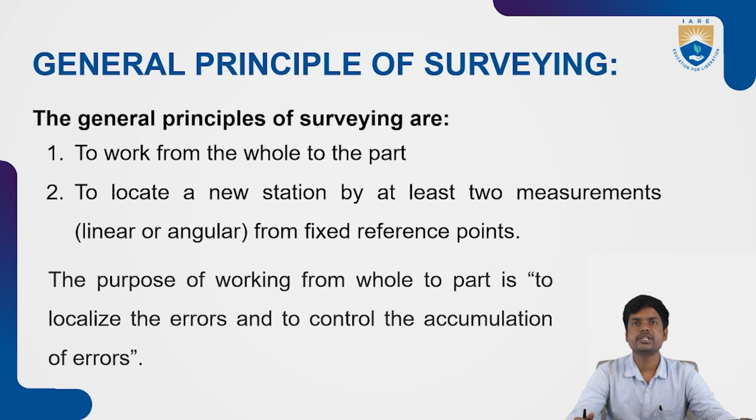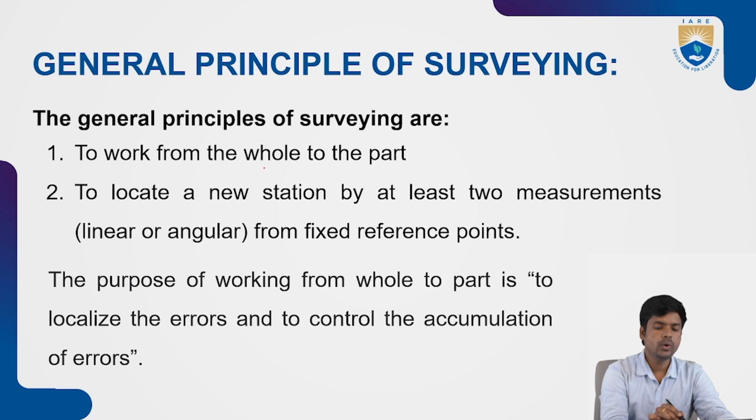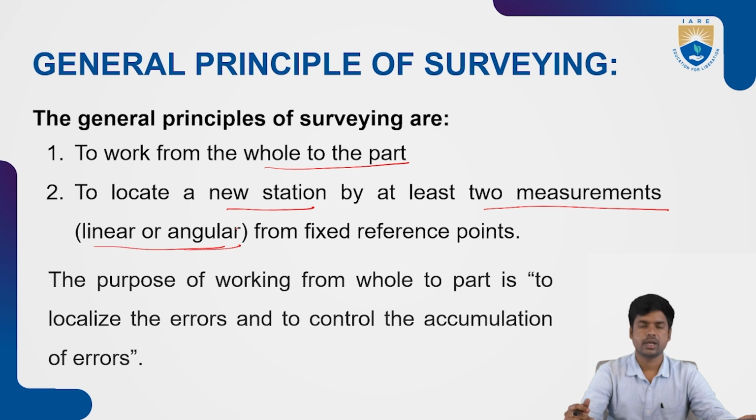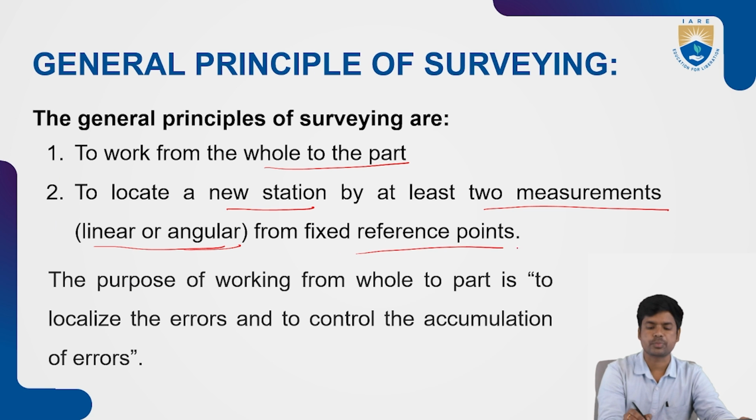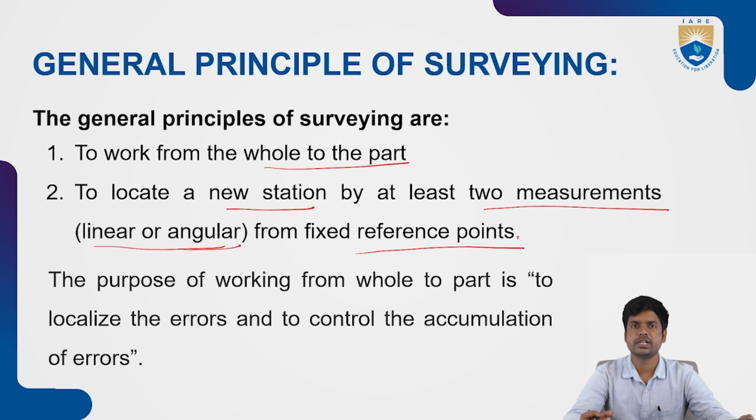And next one, general principles of surveying. Here we are going to follow 2 basic principles. The first principle is to work from whole to part. And the second one is to locate a new station by at least 2 measurements. That means linear or angular, whatever the type of measurement, it may be linear, it may be angular, from fixed reference points. By using two reference points, we are going to determine the position of a third point, or else we are going to determine the measurements of the third point position.